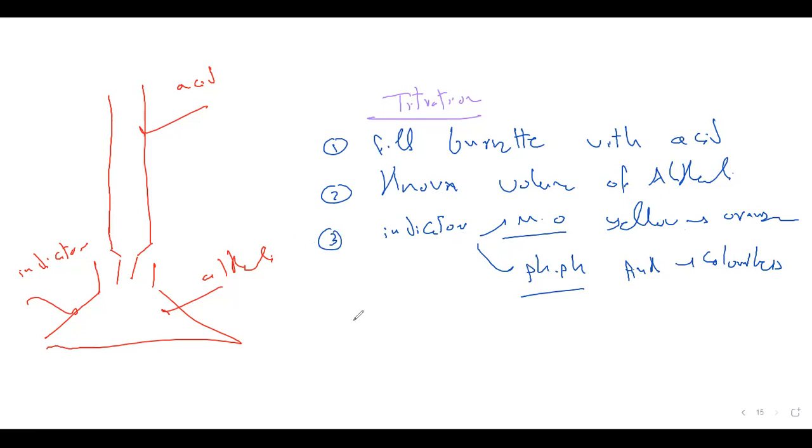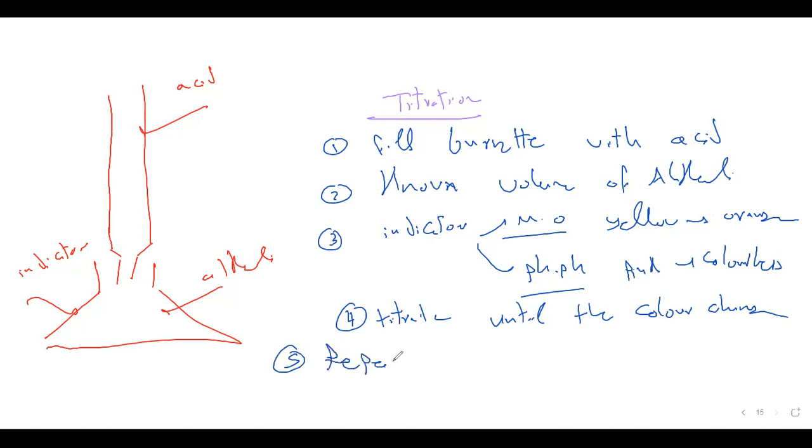Then start titration. Titrate until the color changes. The color change depends on the indicator we are using. If we are using methyl orange, until the color changes from yellow to orange. If we are using phenolphthalein, until the color changes from pink to colorless. Number 5, repeat the experiment without indicator. Why are you using indicator? To indicate the end point. Why are you repeating without indicator? To obtain pure crystals.